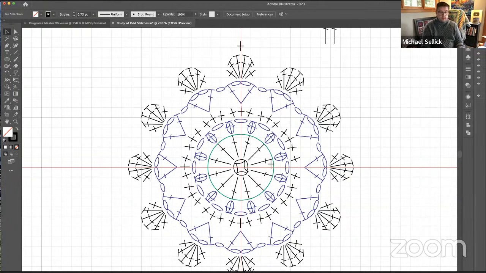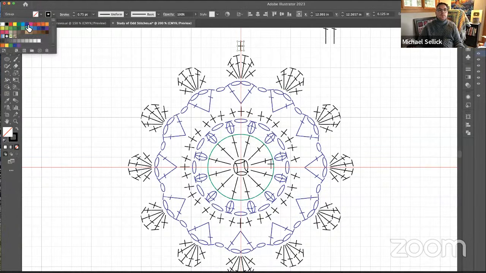Okay, round 6 is next. It has to be blue again. Blue.